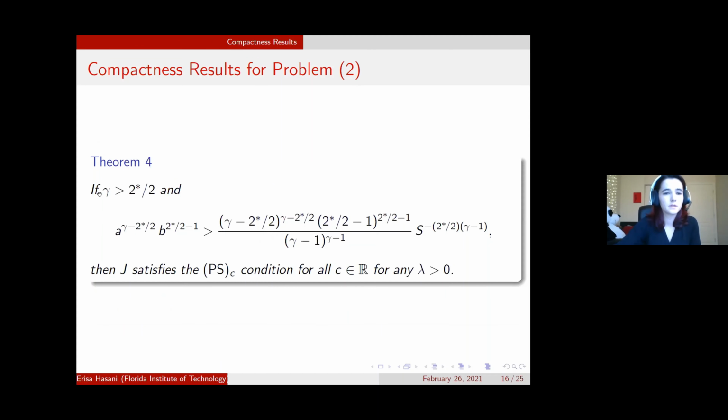The last case is when gamma is bigger or equal than 2 star over 2. If this inequality is satisfied, then J will satisfy the PSC condition for all C in R. Again, this inequality comes from trying to show that I is empty. So these are the conditions that need to hold for the parameters for that to happen.